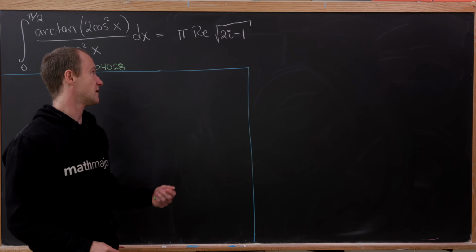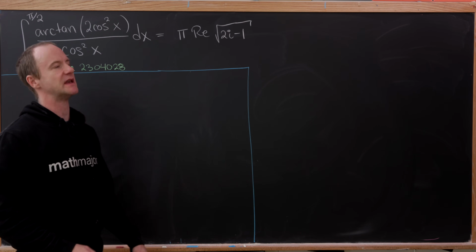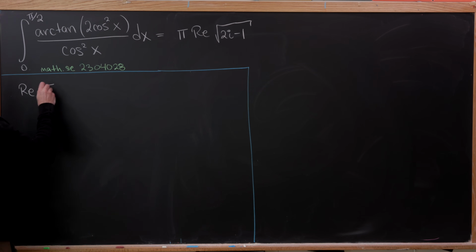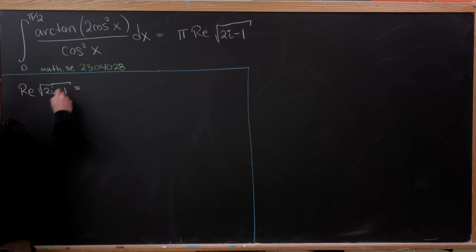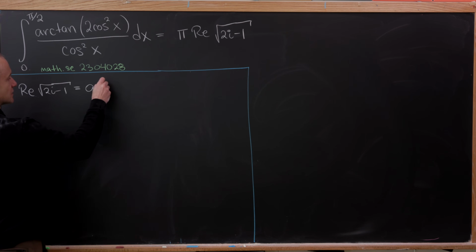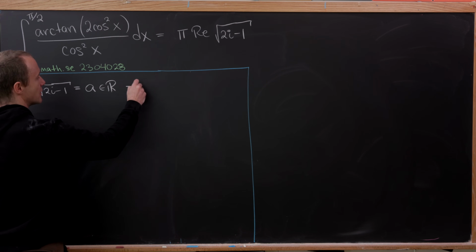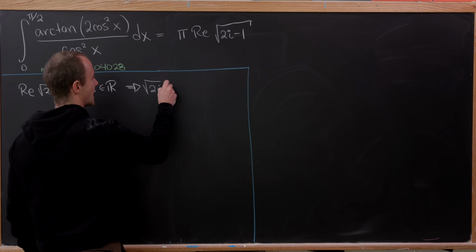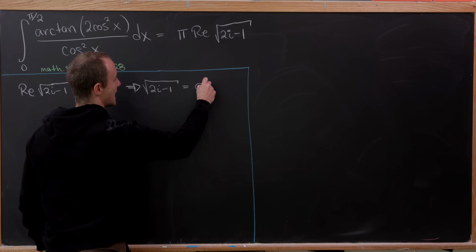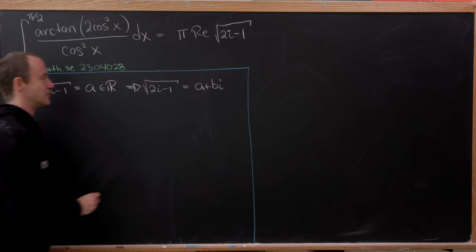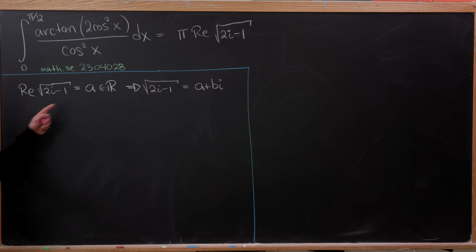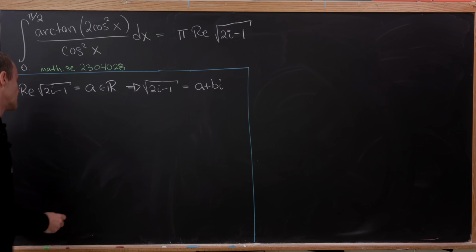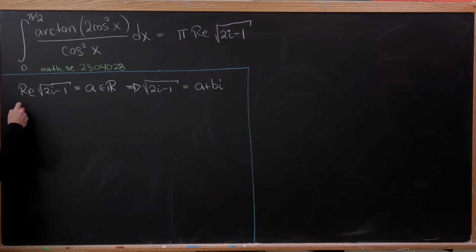Now, we'd like to rewrite that into something a little bit nicer to look at. So let's say that the real part of the square root of 2i minus 1 is equal to a. And so, like I said, that's a real number. But notice that that's equivalent to saying that the square root of 2i minus 1 is equal to a plus bi, where a and b are both real numbers. Because that's what we do when we extract the real part. So from here we can square both sides.